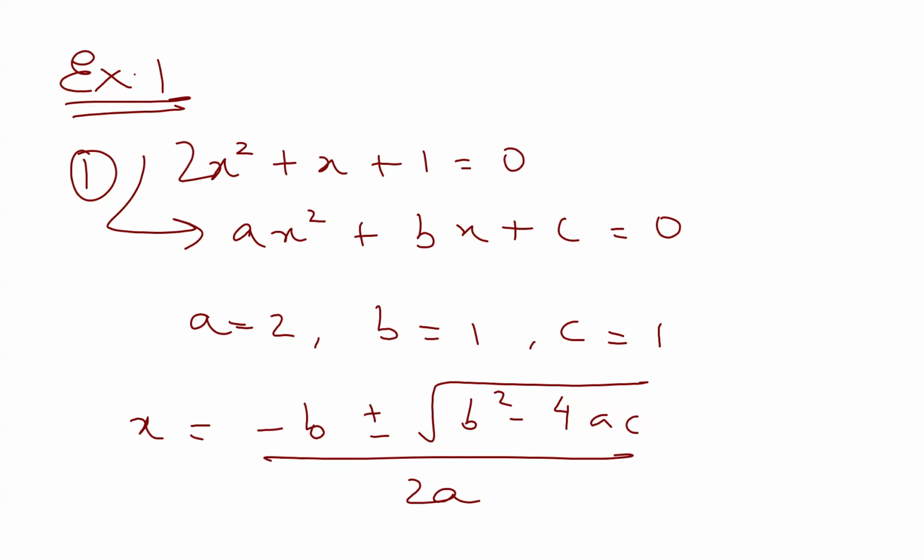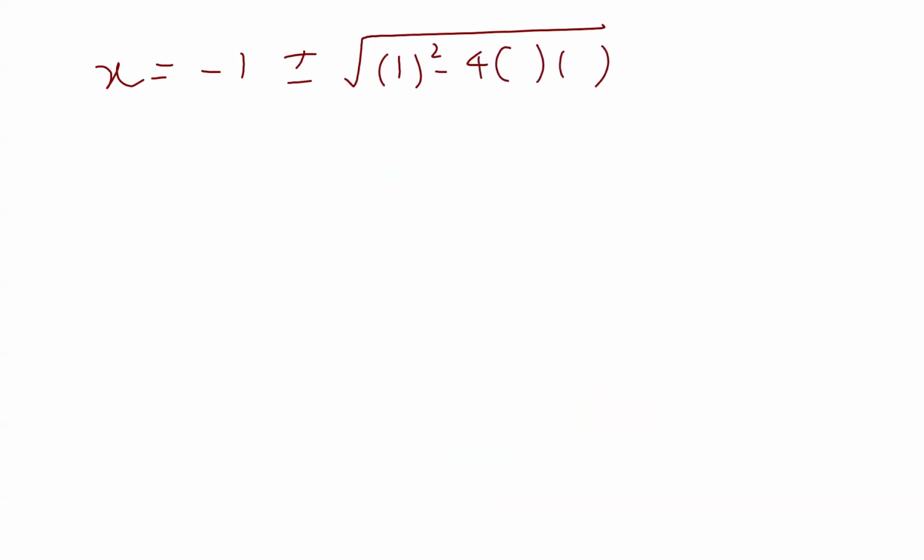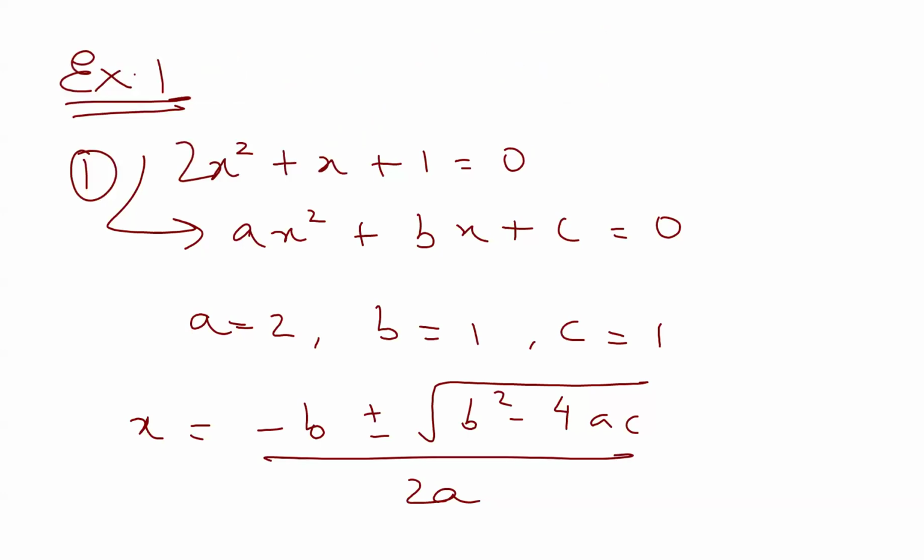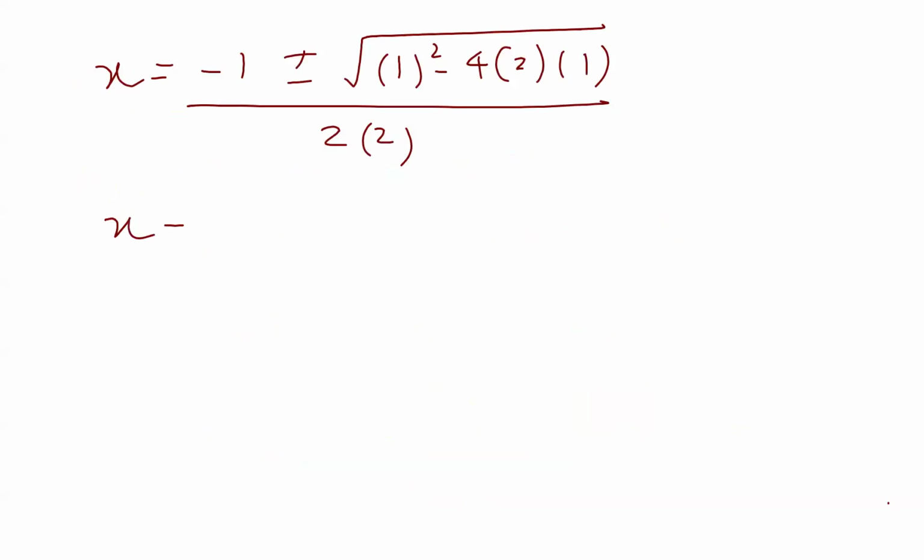Now x is equal to minus b. So b is 1 plus or minus root of b square. So 1 square minus 4ac. So a is 2 and c is 1 upon 2a. So this will be 2 into 2. What I did is I just substituted the values of a, b and c over here. Right? Okay. So x is equal to minus 1 plus or minus root of minus 7, because this 1 minus 8 will give you minus 7.